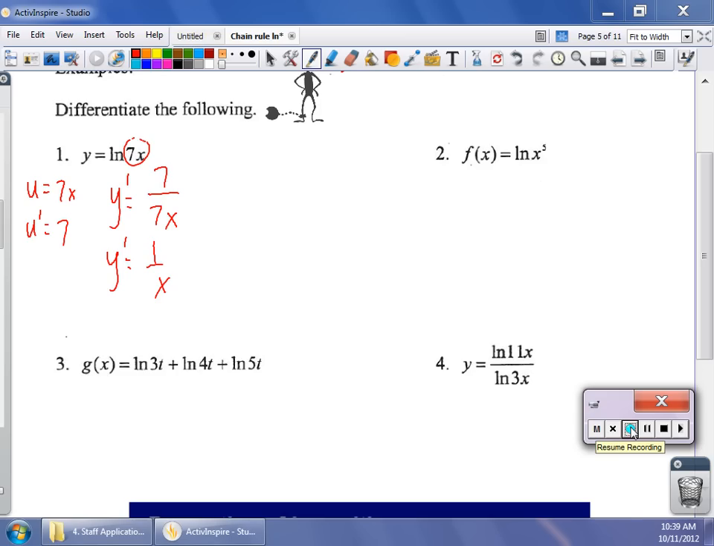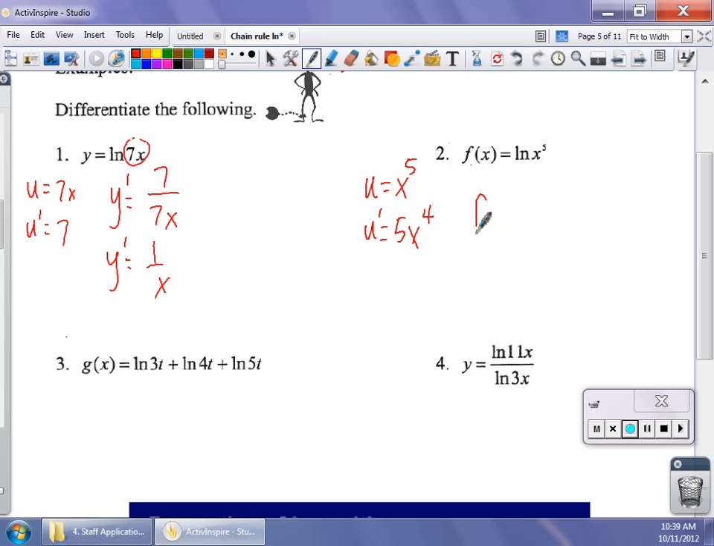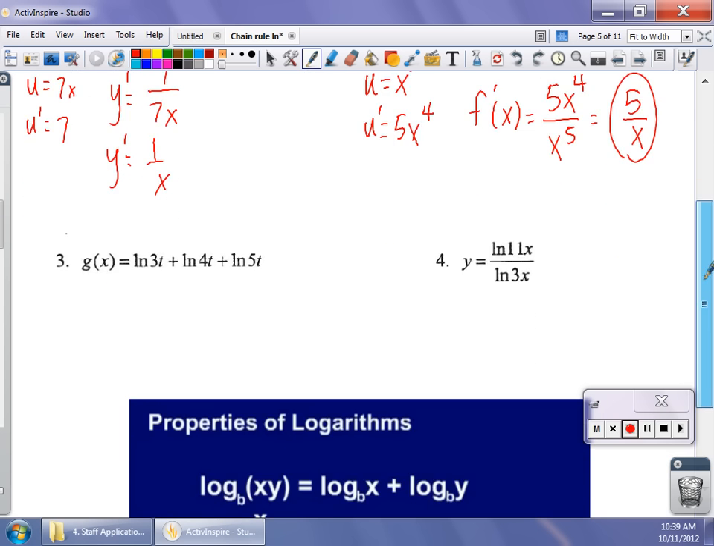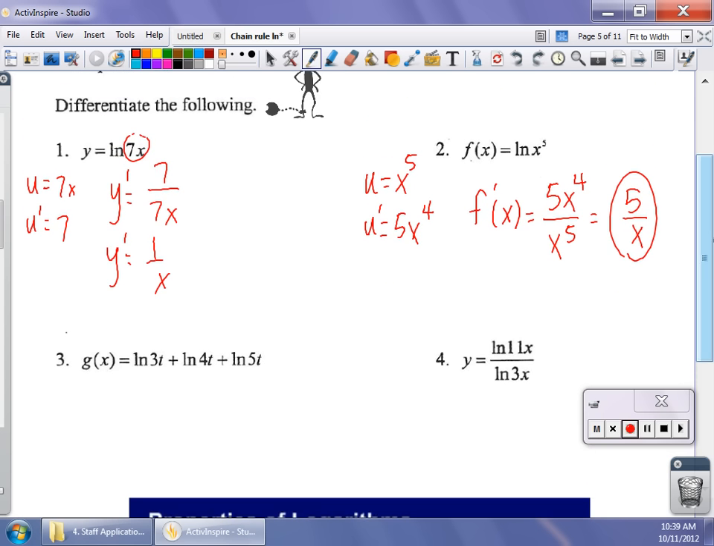In the next example, u is equal to x to the fifth, so u prime would be equal to 5x to the fourth. And so if we find the derivative of ln of x to the fifth, we use u prime over u. U prime again is 5x to the fourth, and u is x to the fifth. So if you reduce that, you get 5 over x. Pretty easy stuff.